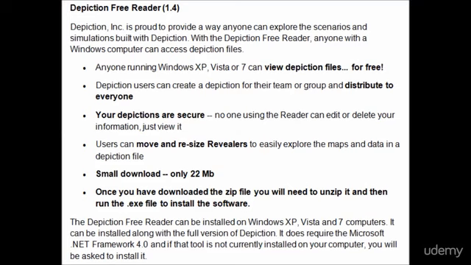You can also use this if you're a group of people who want to do disaster planning as a group. One person can buy the Depiction software, the others simply access the free reader, and you can see what that person was planning and what you've all put together in terms of your software.